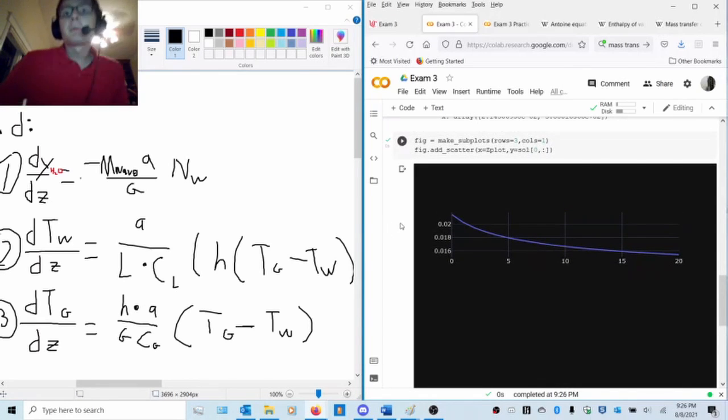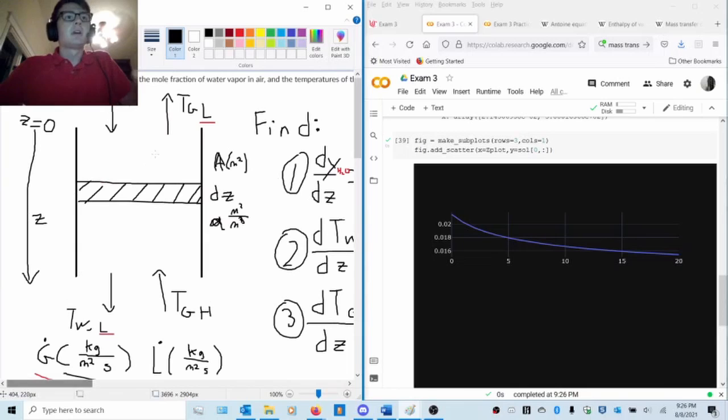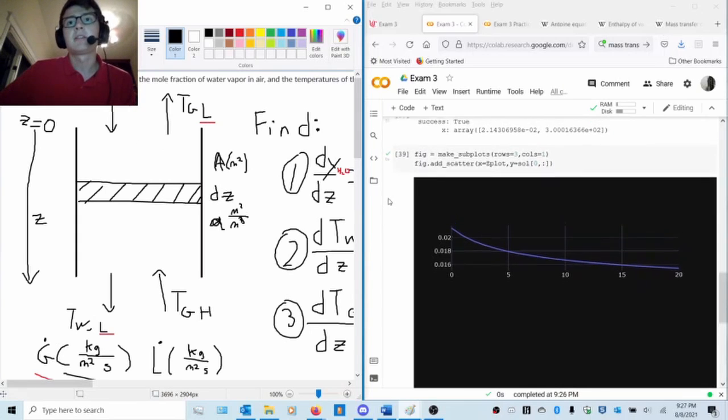So this is what we would expect, right? At the top of the cooling tower, you see that the mole fraction of the water in the air is high, and then it gets lower as you go down the cooling tower because the water is evaporating. The liquid water is evaporating into the air, right?